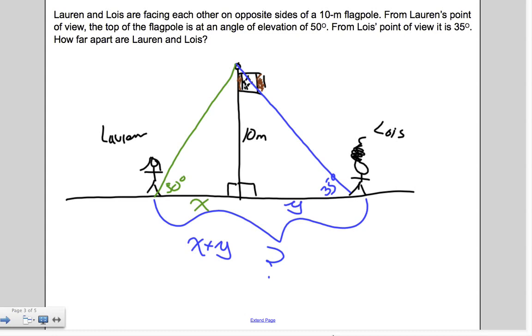Are these two triangles similar? No, probably not. Well, if this is 50, what does that have to be? That's 60, 30. This has to be 40, right? They're not similar because if this is 35, this is 55. So we can't do ratios. Well, what is it that we can do though? Tan. Good old tan.